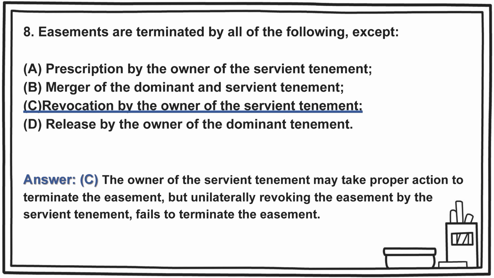Answer C. The owner of the servient tenement may take proper action to terminate the easement, but unilaterally revoking the easement by the servient tenement fails to terminate the easement.